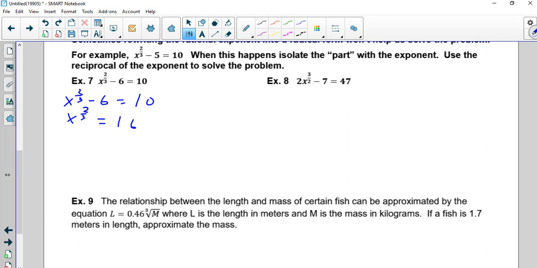Now at this point, I have 2 choices. I can take the power to the power of the reciprocal, which is 3/2. When I said multiply, it's because when you do a power to a power, you multiply. And 2/3 times 3/2, they cancel each other. Remember when we have fractions in front of variables, we multiply by the reciprocal to undo it? Because we get 1. So that leaves us with x equals 16 to the 3/2. So the square root of 16 is 4, and 4 cubed is 64.